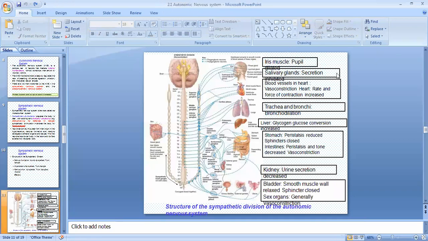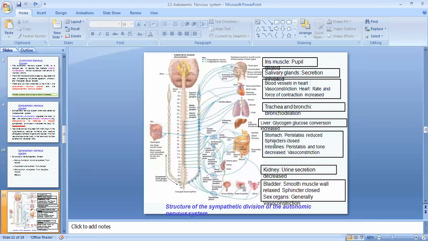Then salivary gland secretion is increased. Then blood vessels in the heart: vasoconstriction, heart rate and force of contraction are increased. Then trachea and bronchi: bronchodilation. Our heartbeat has increased, our respiration rate has increased, that means we have dilated our bronchi. Then increased glucose production: we are in a running position, that means we need energy, and to produce that energy quickly our body is going to continuously convert glycogen to glucose.